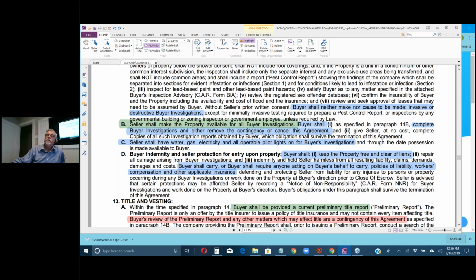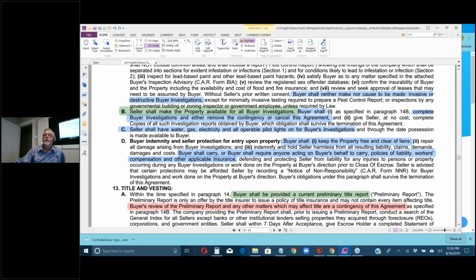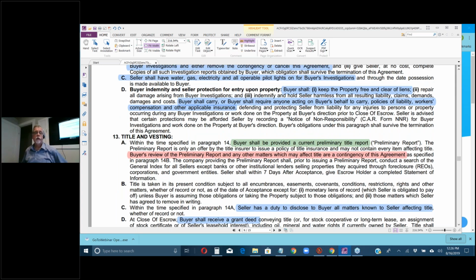Title investigation. Buyer shall be provided a current preliminary title report. Buyer's review, red means it's a contingency. Buyer's review of the preliminary report and any other matters which may affect title are a contingency of this agreement.